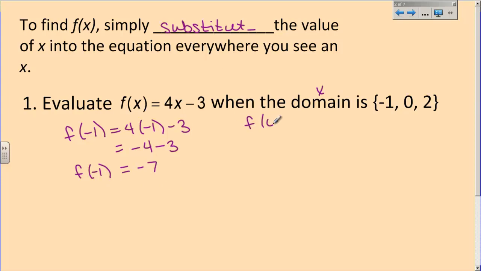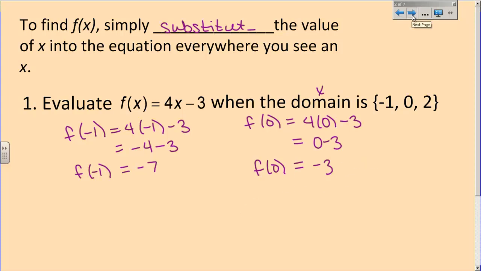So let's do one more. Let's find f of 0. You do the same thing. Replace your x with the 0 and do the math. 4 times 0 is 0, minus 3 is negative 3. So this function value at 0 is negative 3. So my domain is 0, my range is negative 3. That gives me an ordered pair that I can plot on a graph.